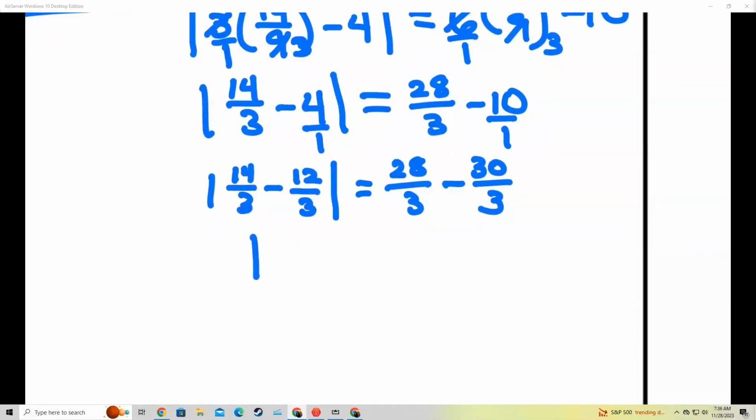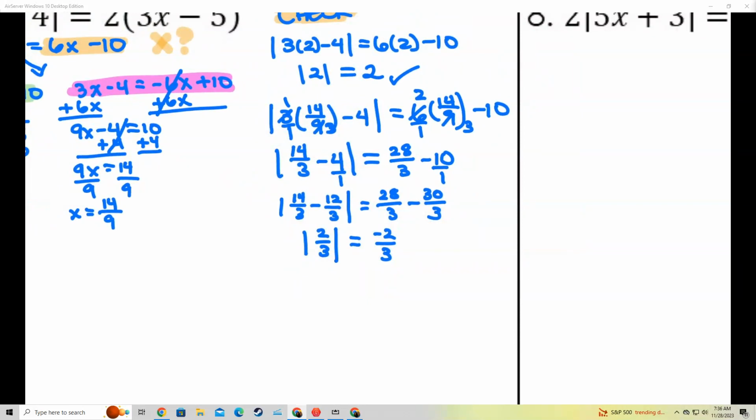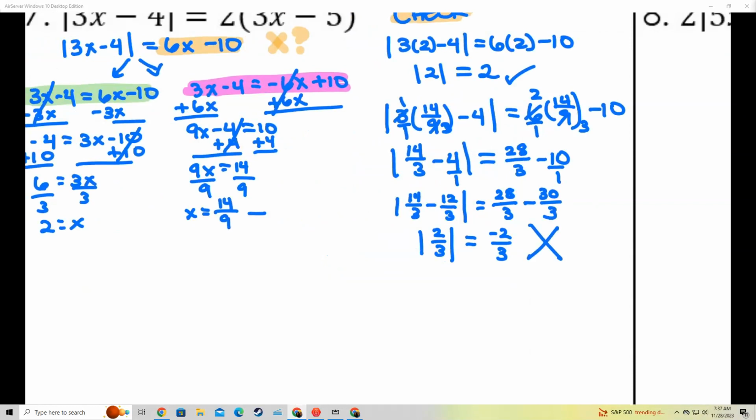Okay, 14 minus 12, that is 2 over 3. Absolute value is equal to 28 minus 30 is negative 2 over 3. Is the absolute value of 2 over 3 equal to negative 2 over 3? Nope, because the absolute value of 2 over 3 is going to be 2 over 3. So this does not work. That means this answer is an extraneous solution. It's a fake answer.